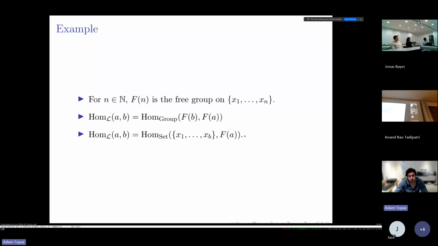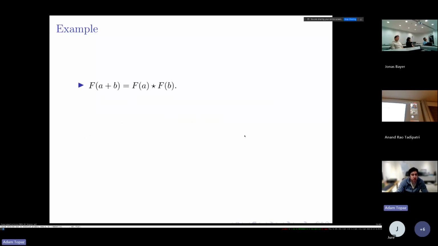Okay, let's go a little bit further. If I take the free group on A plus B generators, that's the same as the free product of the free group on A generators and the free group on B generators. The star here refers to the free product of groups. This is a general property of free groups.